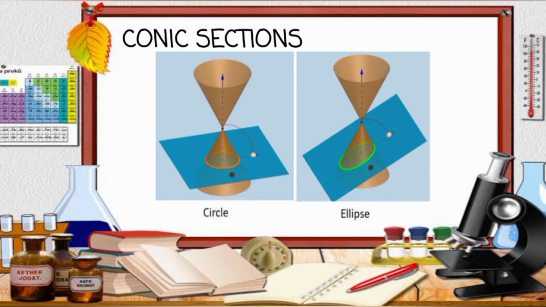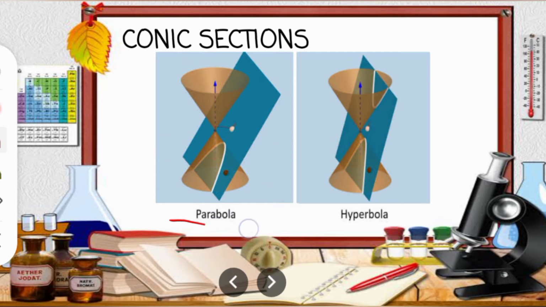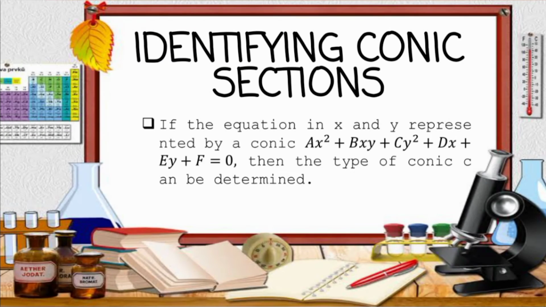We have the graph of its conic sections. The first one is the circle here, and the second one is the ellipse. Next is the parabola and the hyperbola. That is the graph of the four conic sections. Now, let's identify the conic section.